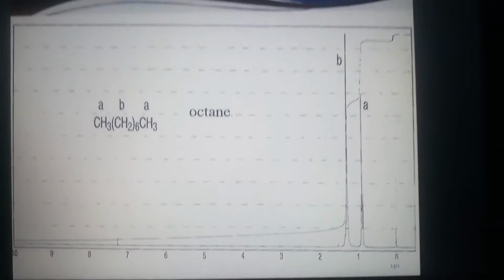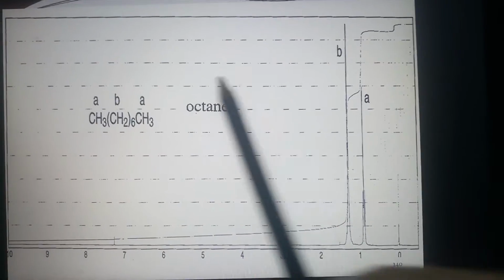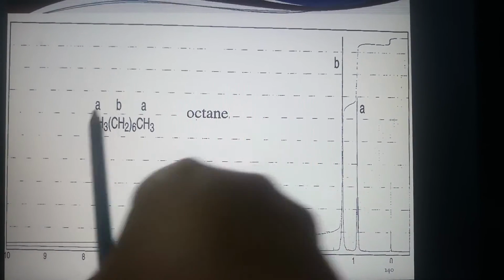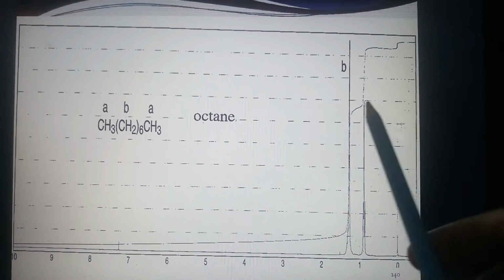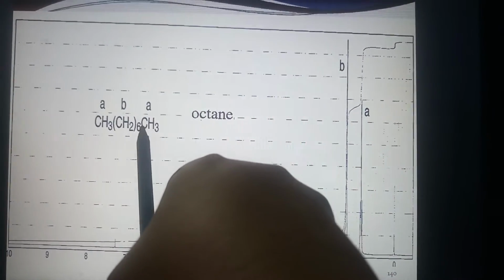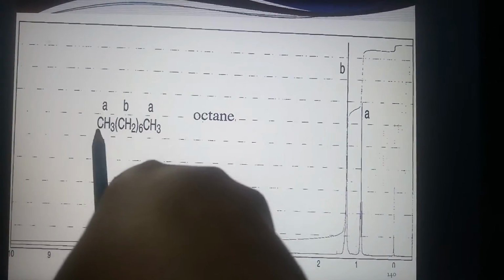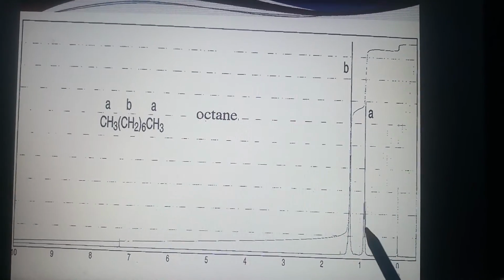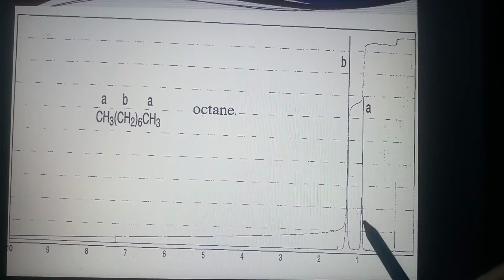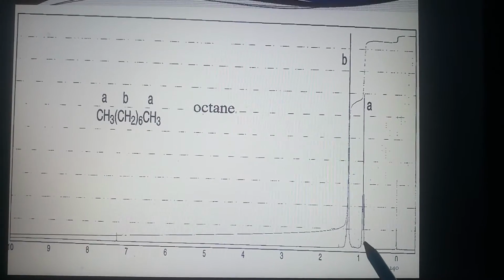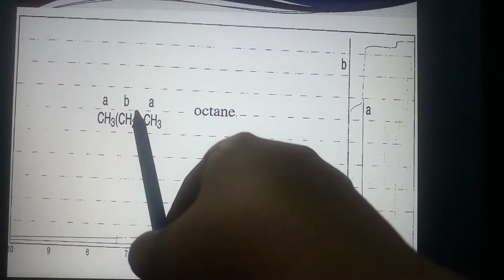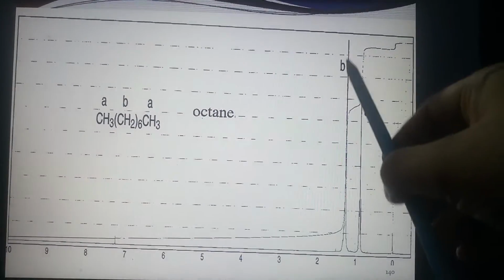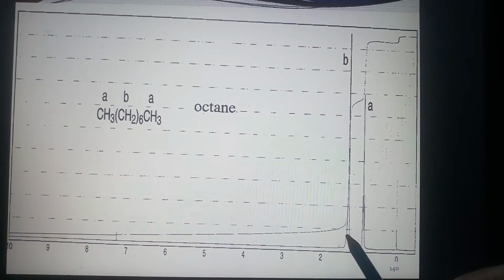One example is octane. You can see three types of protons are available here, but A and A, that is these three and these three protons, are similar, so they appear as a simple one line, a singlet, and these protons also appear as a singlet.